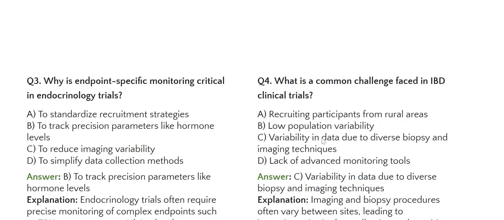And the variability in data due to diverse biopsy and imaging techniques is one of the points that makes the nature of the endpoints in gastroenterology clinical trials, as was described earlier, classified as complex. So C is the right answer, as imaging and biopsy procedures often vary between sites, leading to inconsistencies in data collection and requiring centralized protocols to maintain accuracy.